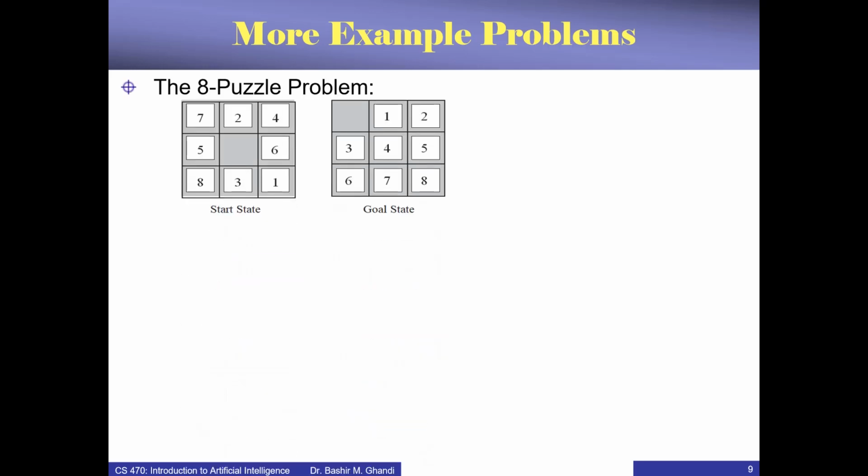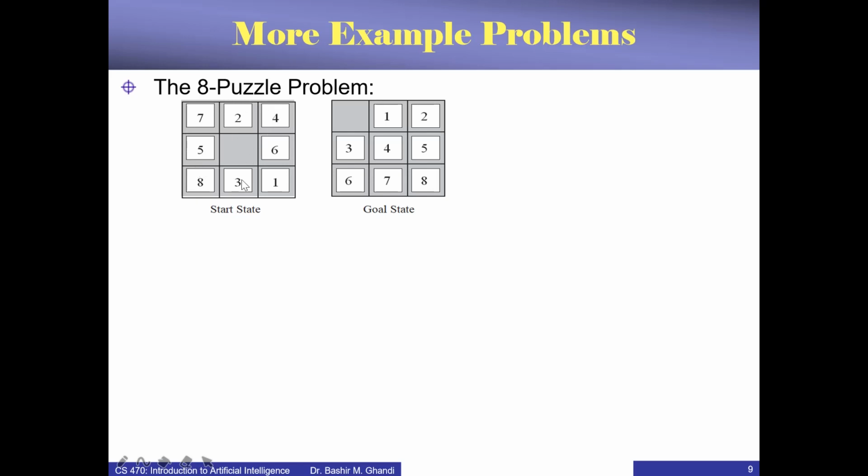Another common example is the 8 puzzle problem. This is a popular game, and I'm sure many of you know it. Here we have a total of 8 slides in a 3x3 square and one empty square. The squares are numbered from 1 to 8, and then the 9th one is a blank.